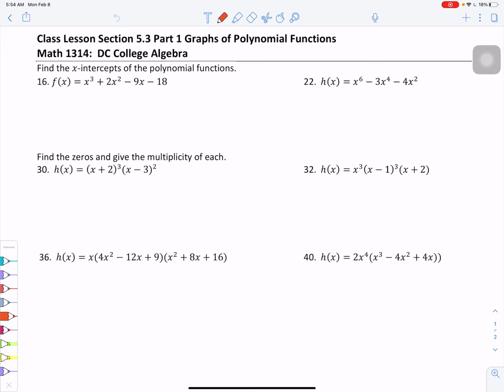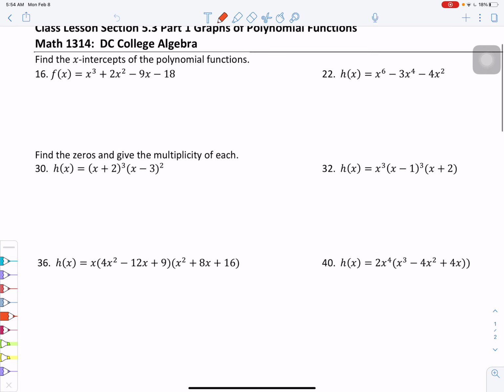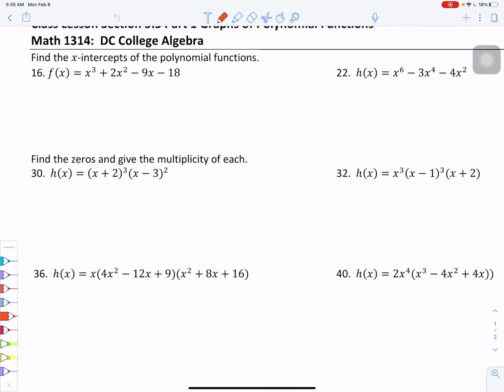This is the class lesson for section 5.3, part 1, graphs of polynomial functions. We'll begin with number 16. These problems are in the practice set at the end of section 5.3. So we'll start with number 16, find the x-intercepts of the polynomial functions.